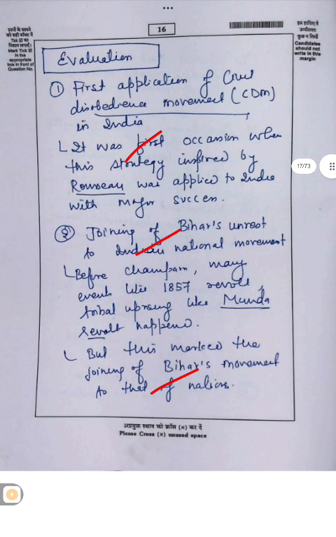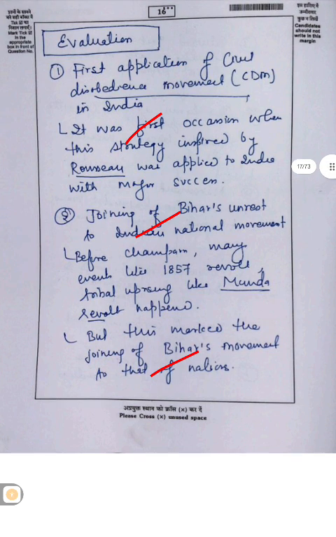Evaluation: first application of the civil disobedience movement in India. It was the first occasion when this struggle, inspired by Ruskin, was applied to India with major success. Joining of Bihar's unrest to the Indian national movement: before Champaran, many events like the 1857 revolt and tribal uprisings like the Munda revolt happened, but this marked the joining of Bihar's movement to that of the nation.